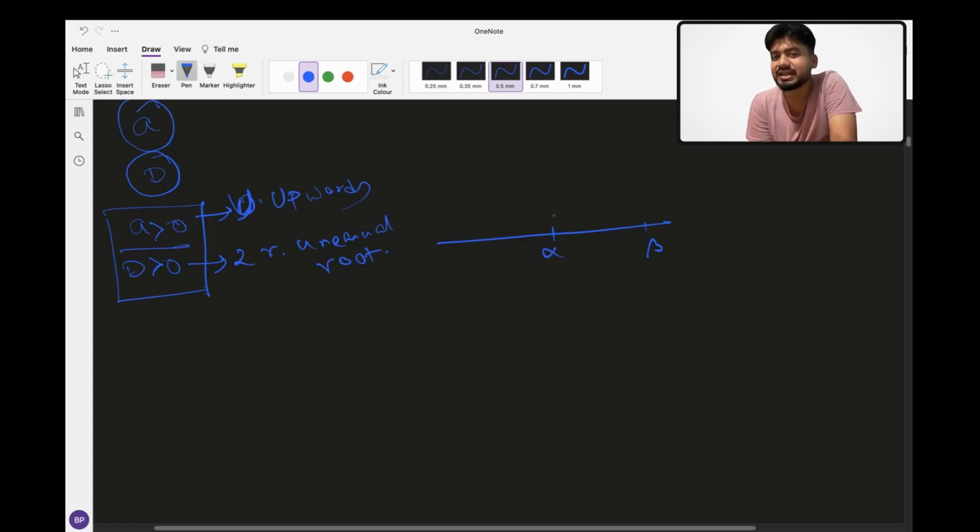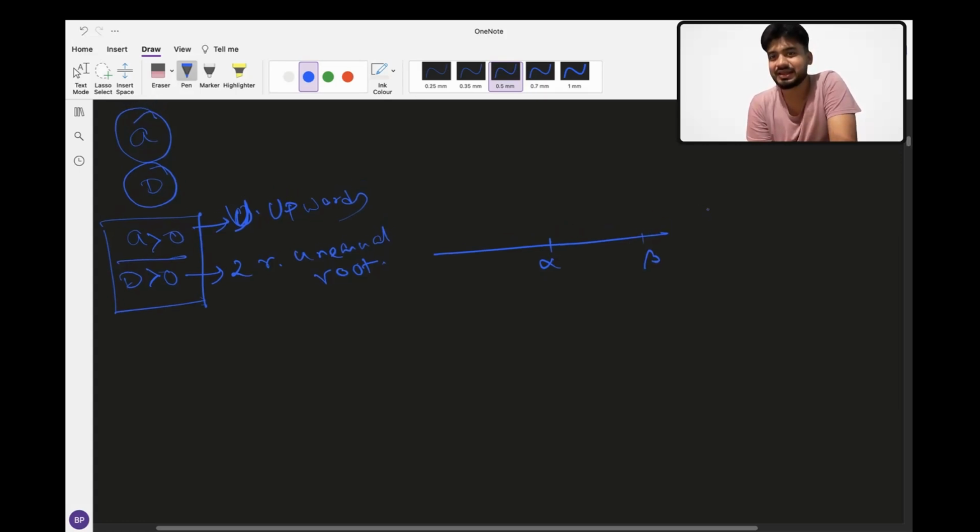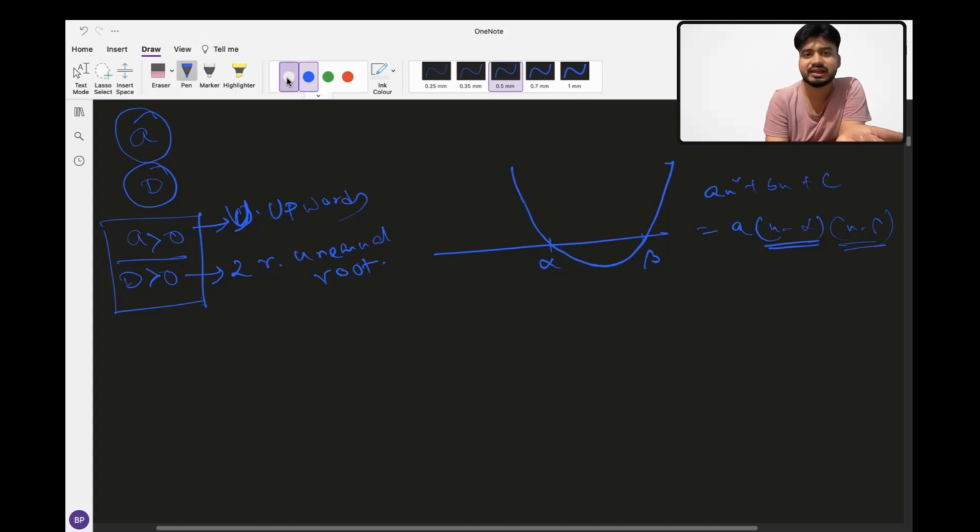Can you tell me whether these roots are of even multiplicity or odd multiplicity? Yes, ax square plus bx plus c, if you write in the factor format, that will be a into x minus alpha into x minus beta. So both the roots are of odd multiplicity. So it will cut, and then again come back to beta. It will again cut. Yes or no? So the graph will look like this.